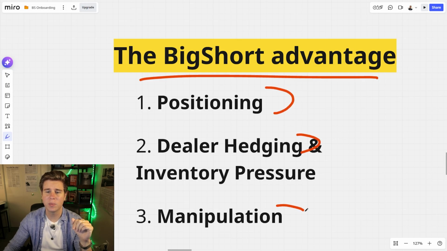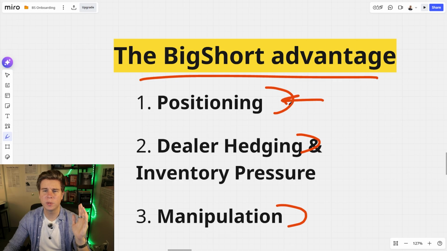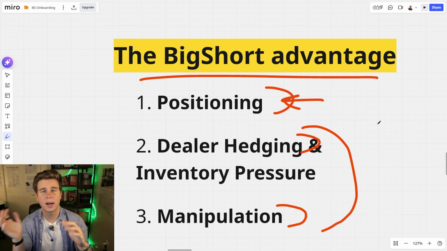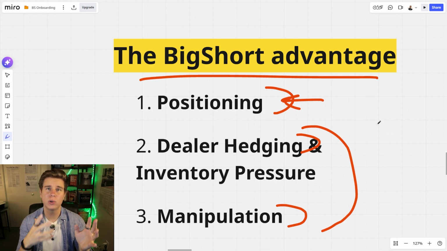Now, remember those three forces from the BigShort advantage from video one, right? Positioning, hedging, and manipulation. That first video was mostly about participant positioning in the market and flow. This video is these other two parts, because there are participants on pretty much every other side of the trade you take, or other people trade, that are forced to trade in certain situations. When you understand what they're forced to do, you can read the market on a level that most retail traders especially have no idea even exists.